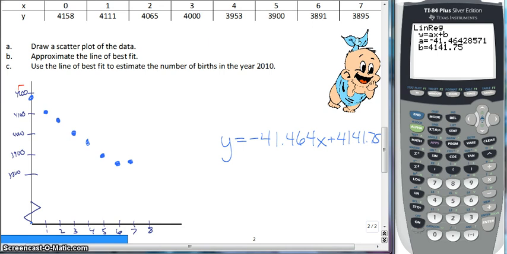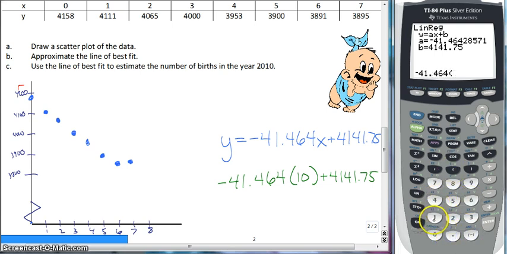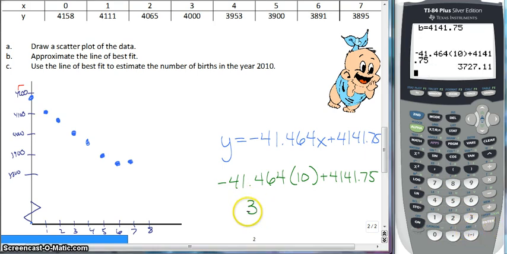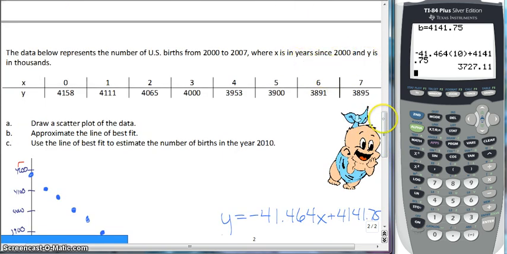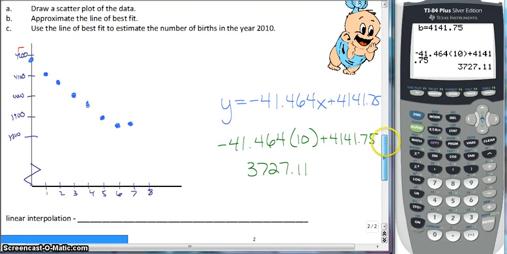So finally, part C says use the line of best fit to estimate the number of births in the year 2010. Remember, 2010 is 10 years since 2000. So all you need to do is take your calculator and enter negative 41.464 times 10 plus 4141.75. So a negative 41.464, parentheses 10, close your parentheses, plus 4141.75. You press enter, and in 2010 there were 3,727.11 thousands of births. Remember, y is in thousands. So this is over 3 million births in 2010.